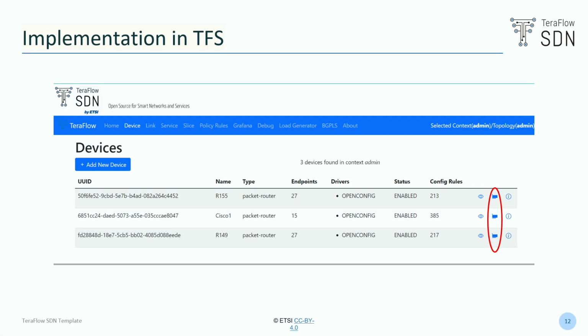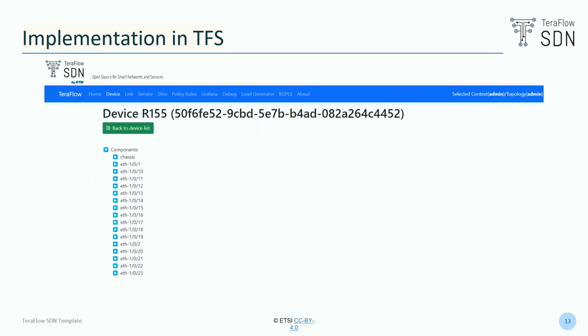So the implementation in TeraFlow, in the web UI, we have the tab of device. So we implement this icon with the link to the hardware inventory. So if you click on this icon, you will go to the tab of the inventory, which has the root component with all the parents that we identify in the device.